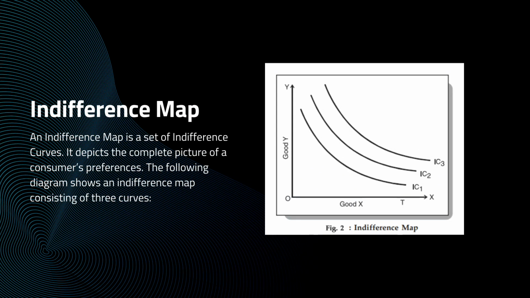An indifference map is a set of indifference curves. It depicts the complete picture of a consumer's preferences. The following diagram shows an indifference map consisting of 3 curves.